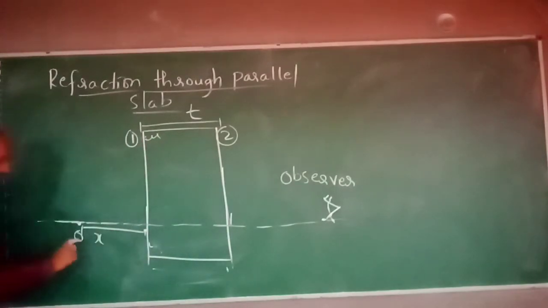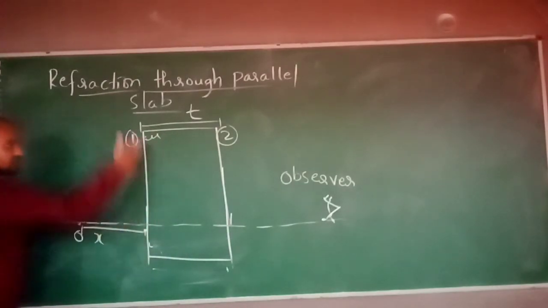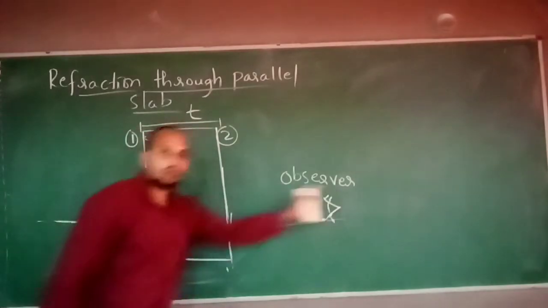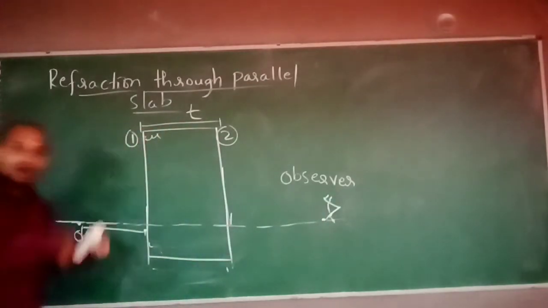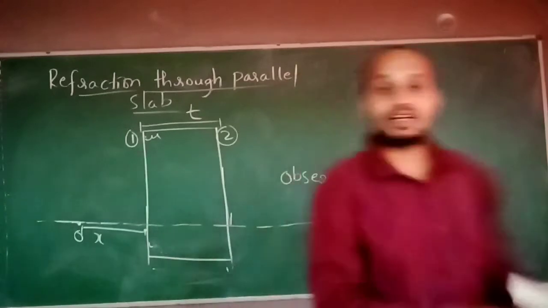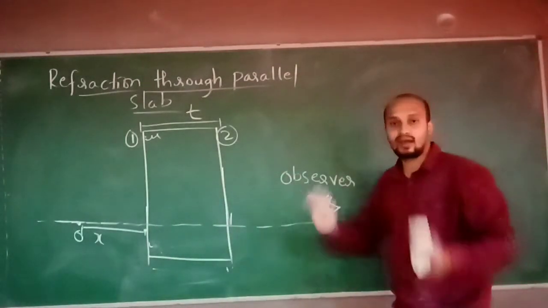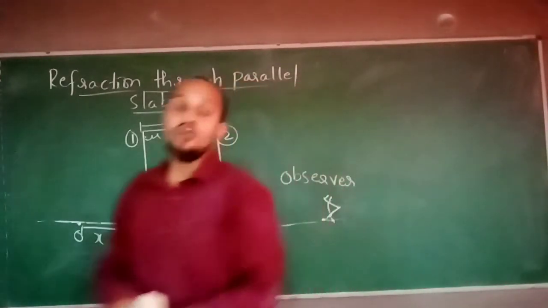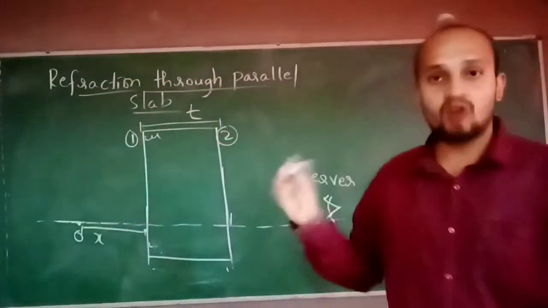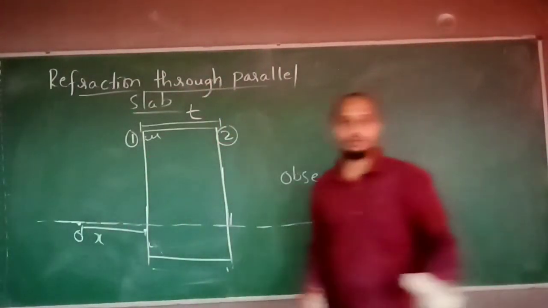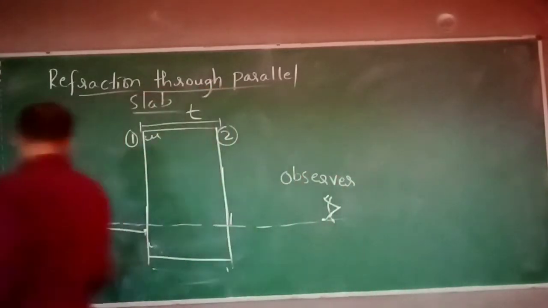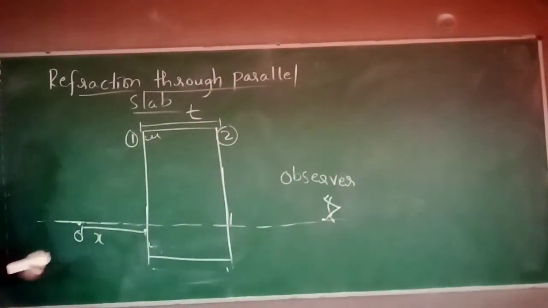Now see here, the object is placed X distance from surface 1. This observer wants to see this object. What shift of the object is going to happen for this observer? That is what we are going to find. Where the shift will happen, in what direction the shift will happen, how much shift will happen, we are going to find. Obviously shifting of the object is going to happen.